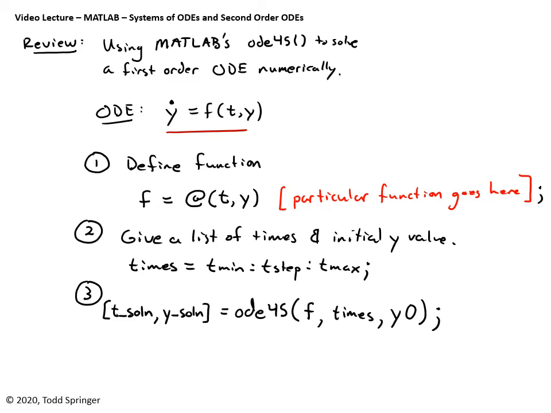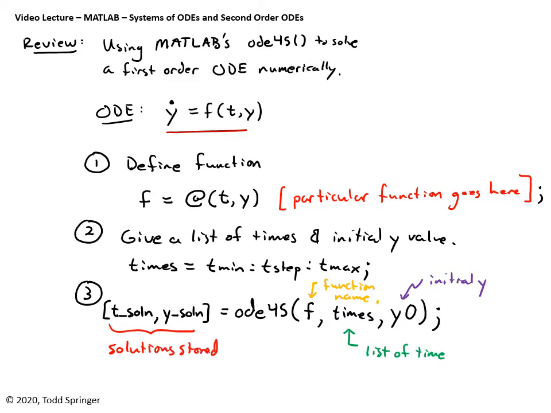So I've got here my list of times that I want to know the function y. This is my initial value. That's my function name. And then my solutions are stored here. My list of time points is in t solution, and my list of y points, that's the ones I really want to know, are in y solution.